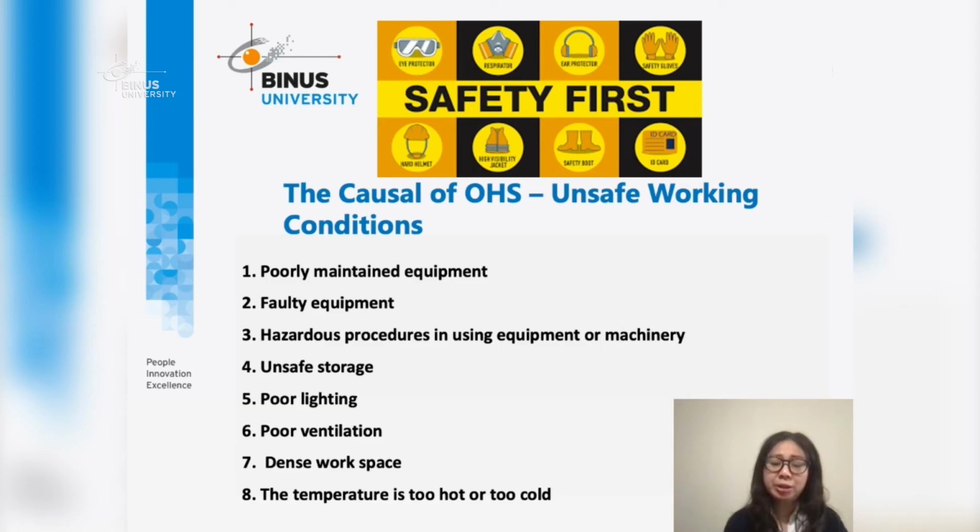Poor ventilation. Workplace must have adequate ventilation. Dense workspace. Every employee must have sufficient workspace, both in terms of floor area and room height. In the workplace must be sufficient free space. The temperature is too hot or too cold. There's no regulation that specifies the maximum or minimum temperature, but company must ensure that room temperature can provide comfort for employees at work.